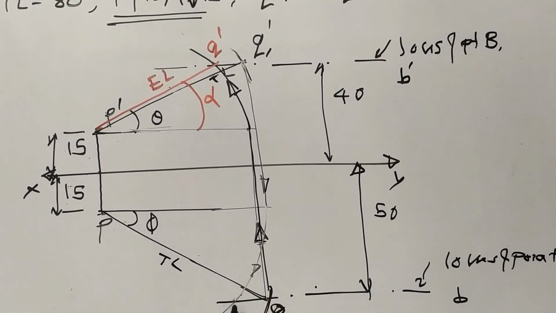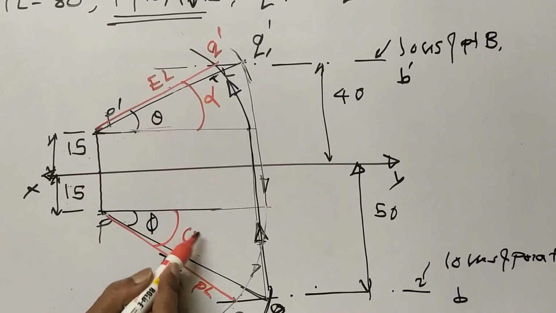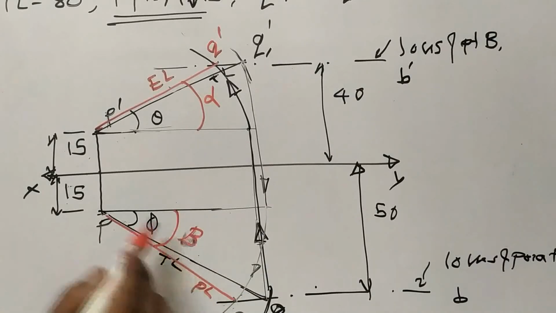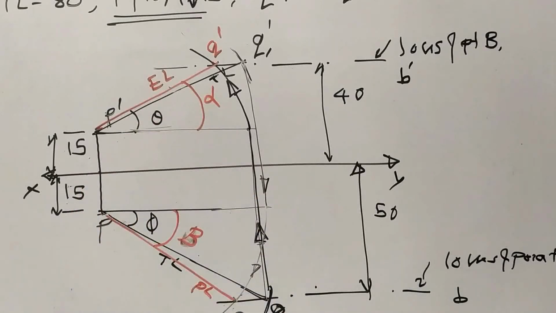It cut here, so this is Q, and I can join this. So this is my plan length, and this will be my beta. So in this way I have completed this problem.